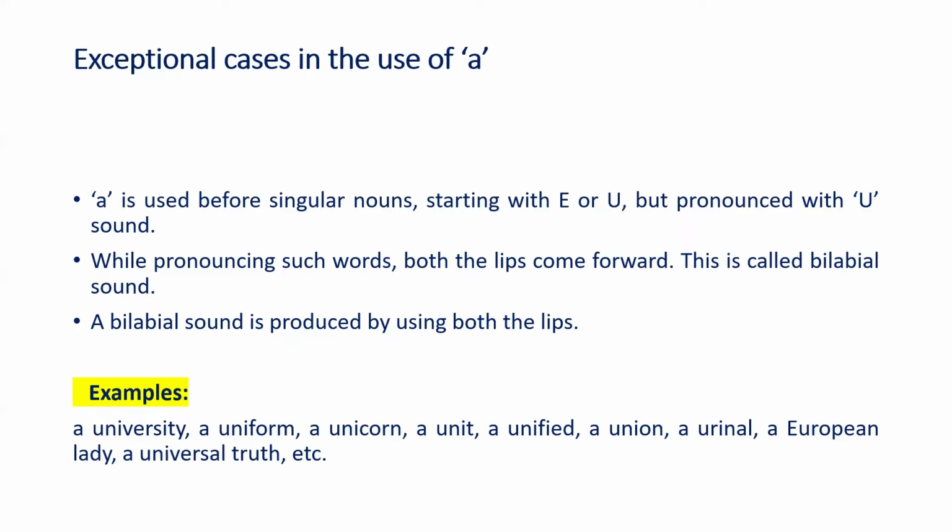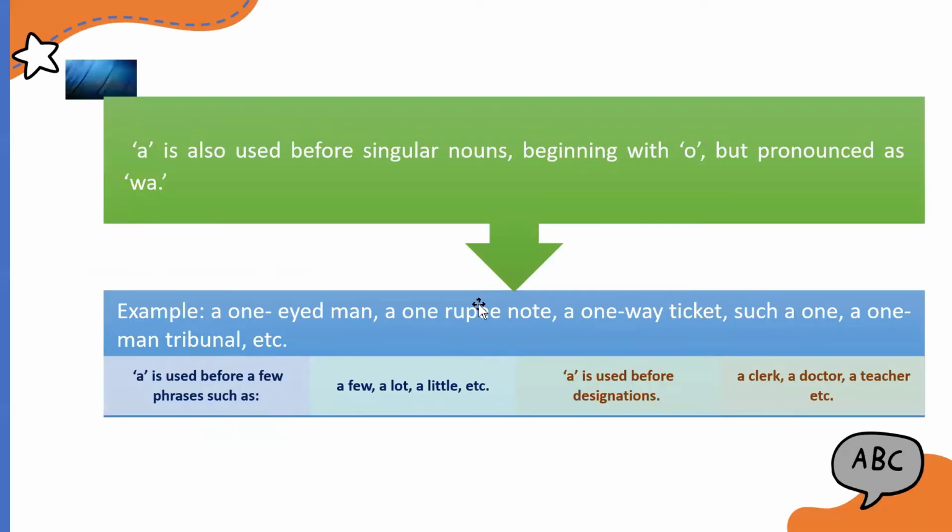Yeah. "A" is also used before singular nouns beginning with O, but pronounced as W. You can understand it's a W sound. Look at the examples. It is one, O-N-E, one, but we don't say "own." We say "one," W sound. So it takes "a": a one-eyed man, a 1 rupee note, W sound, a one-way ticket, W sound. It is O, but we pronounce it with a W sound.